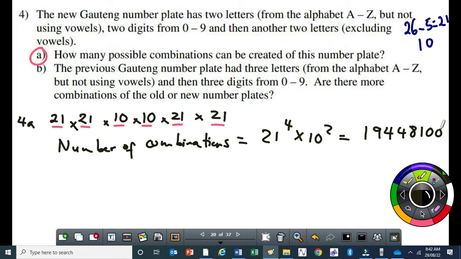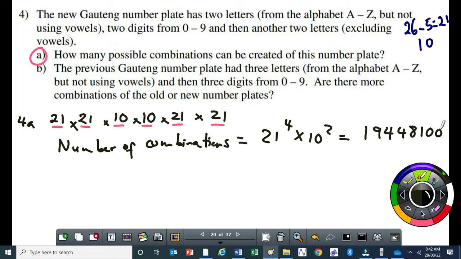Hey, listen, I'm a specialist in numbers. Am I not supposed to make a mistake? I made a mistake. This is 19,448,100. I saw the digits as being 9 of them instead of 8. I made a mistake.